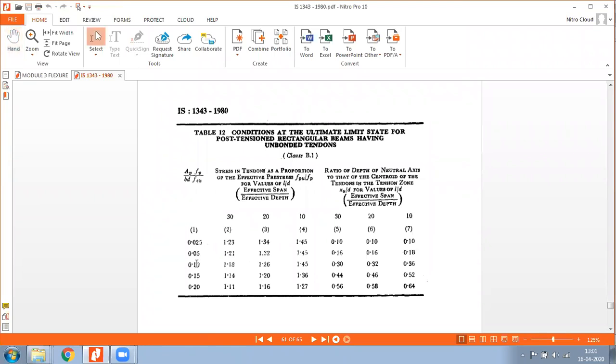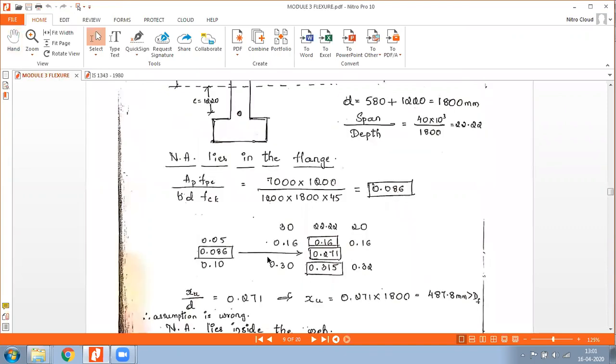For the effective reinforcement ratios of 0.05 and 0.1, the values are written here. For 0.05, for L by D ratio 30, it is 0.16. For L by D ratio 20, it is 0.16. And for the effective reinforcement ratio 0.1 and L by D ratio of 30, it is 0.3. And for L by D ratio 20, it is 0.32.